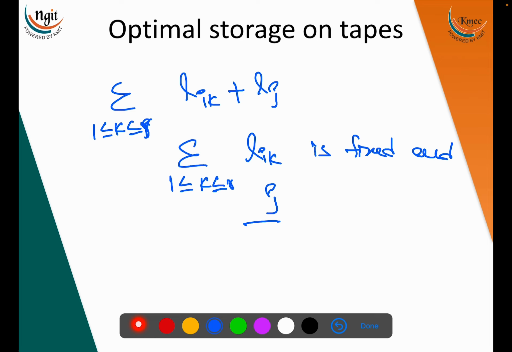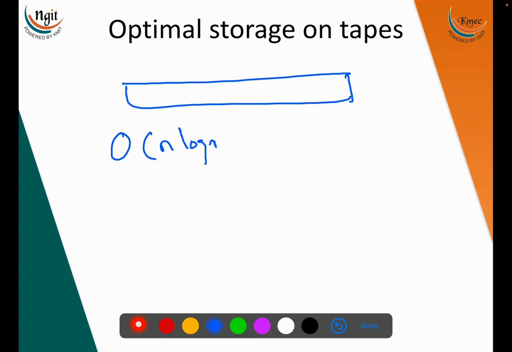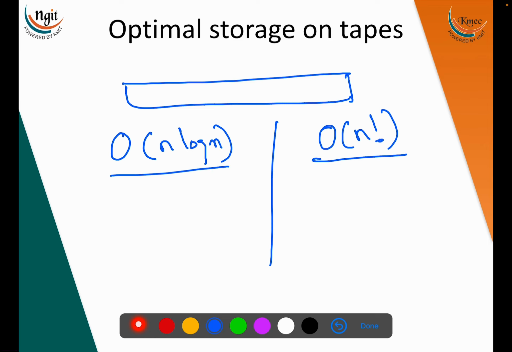The greedy algorithm resulting from our previous discussion is too simple that we won't bother to write it out. The greedy method simply requires us to store the programs in non-decreasing order of their length. This ordering can be carried out in big O of n log n. So basically with all the permutations it gives the complexity of n factorial, correct? This is what the normal permutations give us with the optimal storage on tapes problem.